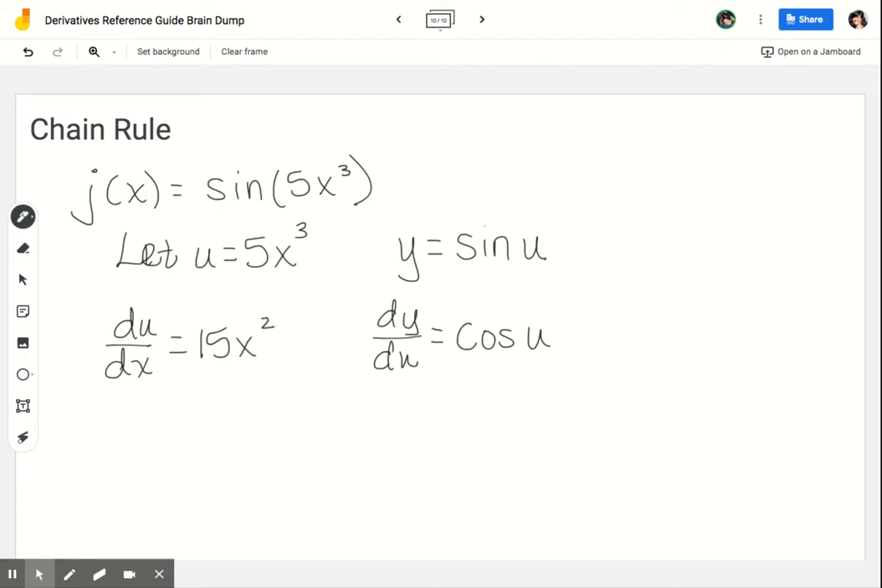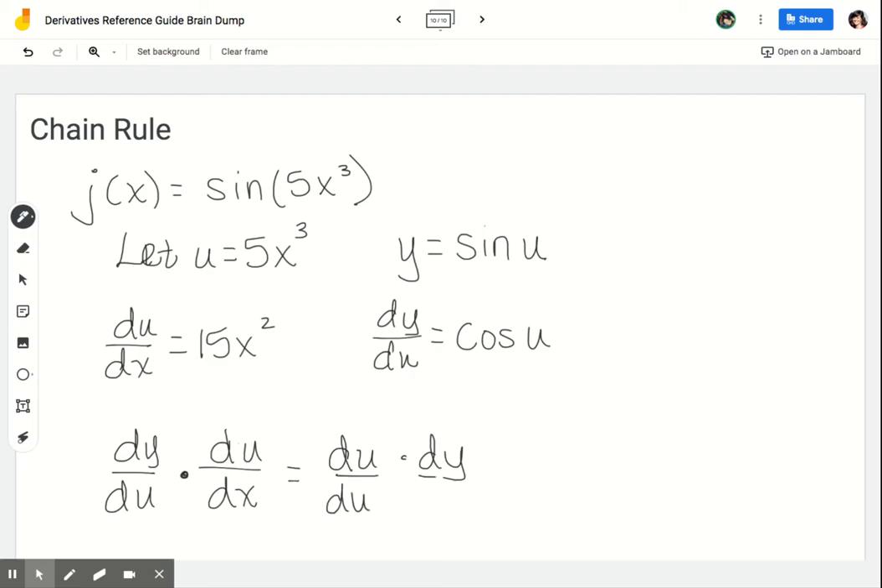Now, why do we care about either of those at all? Because what's really interesting is that if we take dy du and we multiply that by du dx, with a little bit of rearranging, since you multiply fractions straight across, we have du times dy over du times dx. And du over du makes 1. So we would just be left with dy dx, which is the original derivative of the original function.